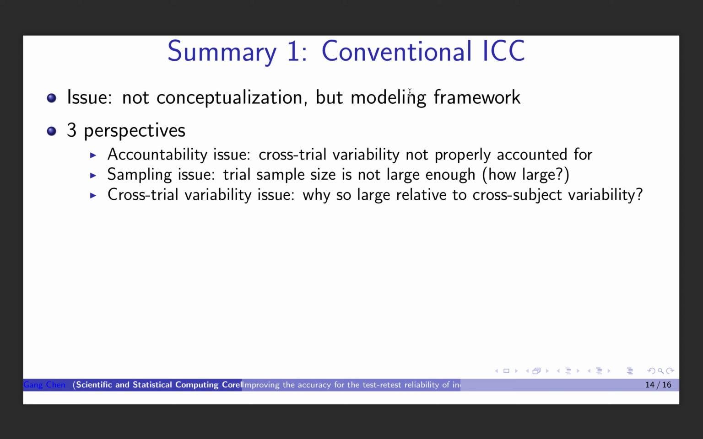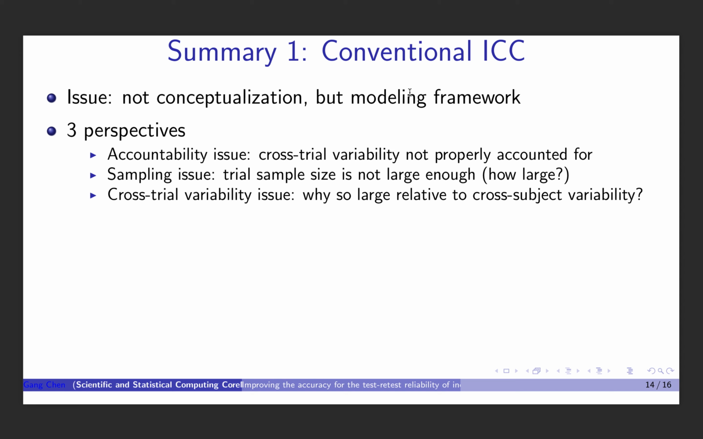The third one is the quantitative variability. That basically involves why the quantitative variability is so huge. If the quantitative variability is in the same order as the cross-subject variability, meaning the ratio is around 1 or less, then we would not have the underestimation problem. The traditional ICC modeling framework, the formula, would be fine. We would not have the discussion today.